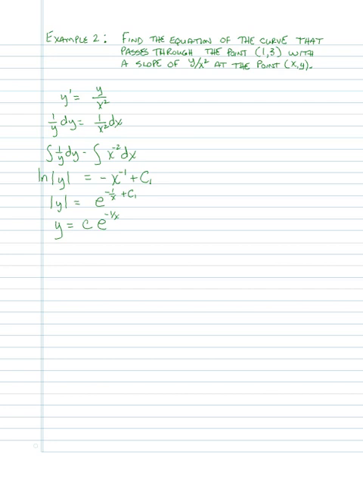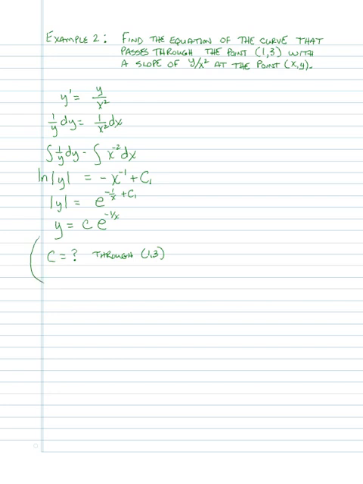Now, we've found the general solution to the problem at hand, but to find the particular solution, we need to know the value of this constant that satisfies the condition given. And that is that the curve has to go through the point 1, 3. So using that information, that tells us that if we use an x of 1, then our y value has to be 3.